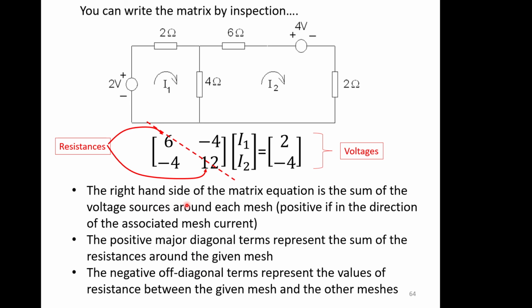Now the right hand side of the matrix equation is the sum of all the voltage sources around each mesh. And the positive major diagonal terms represent the sum of the resistances around the given mesh. So in this mesh here we've got 2 plus 4 equals 6, and here we've got 4 plus 6 is 10 plus 2 is 12. So we can start to see that maybe we can construct these matrices just by looking at the circuit. The off diagonals here are what's common to both meshes. So minus 4 is common to this mesh and this mesh. So that's what goes into those entries there.